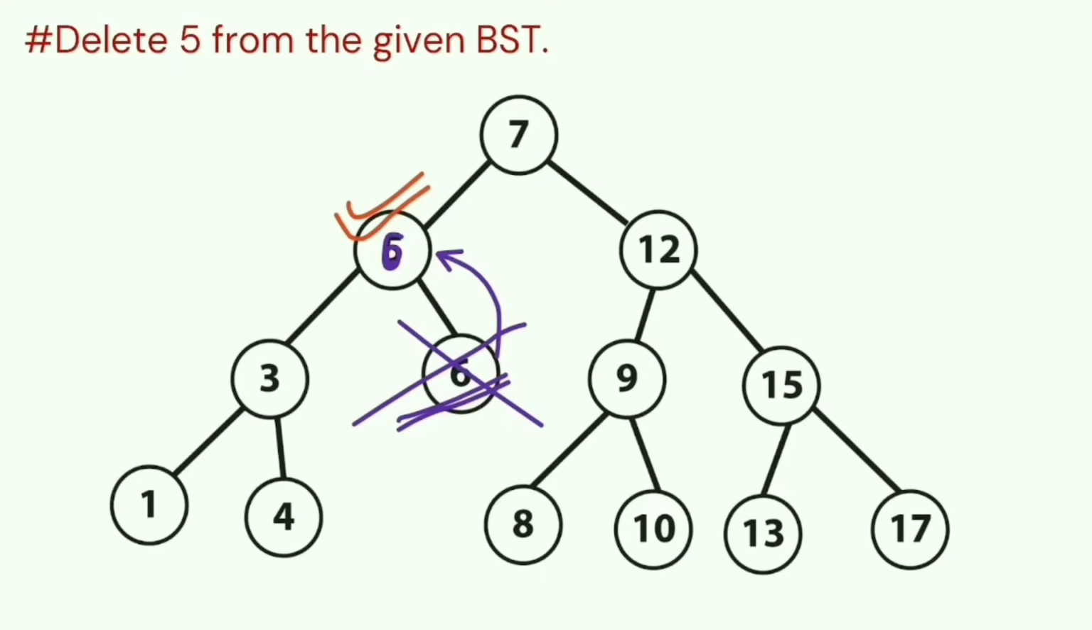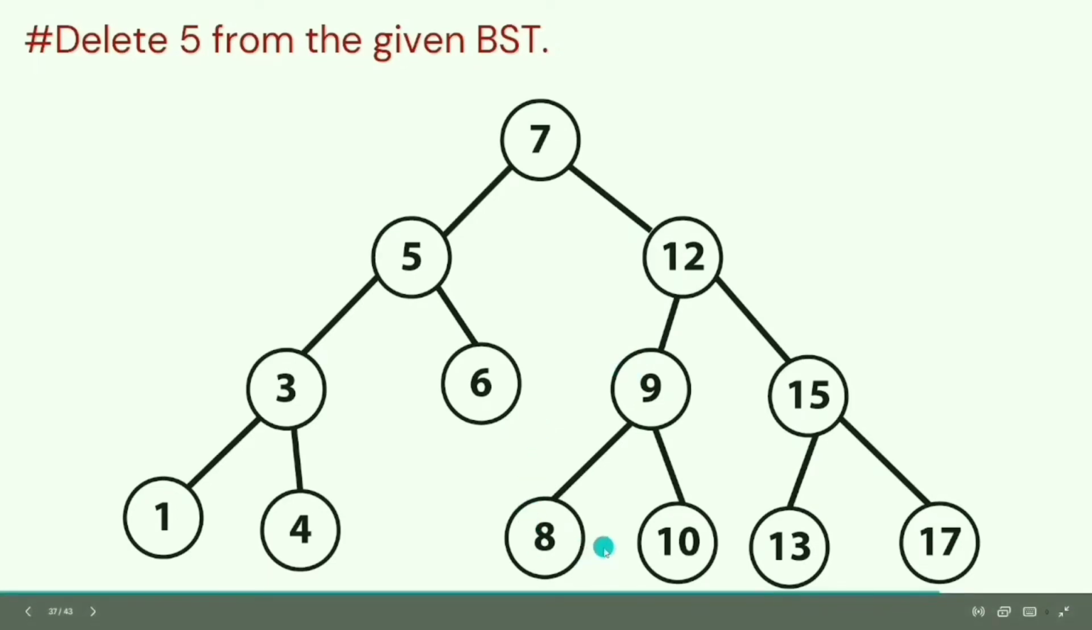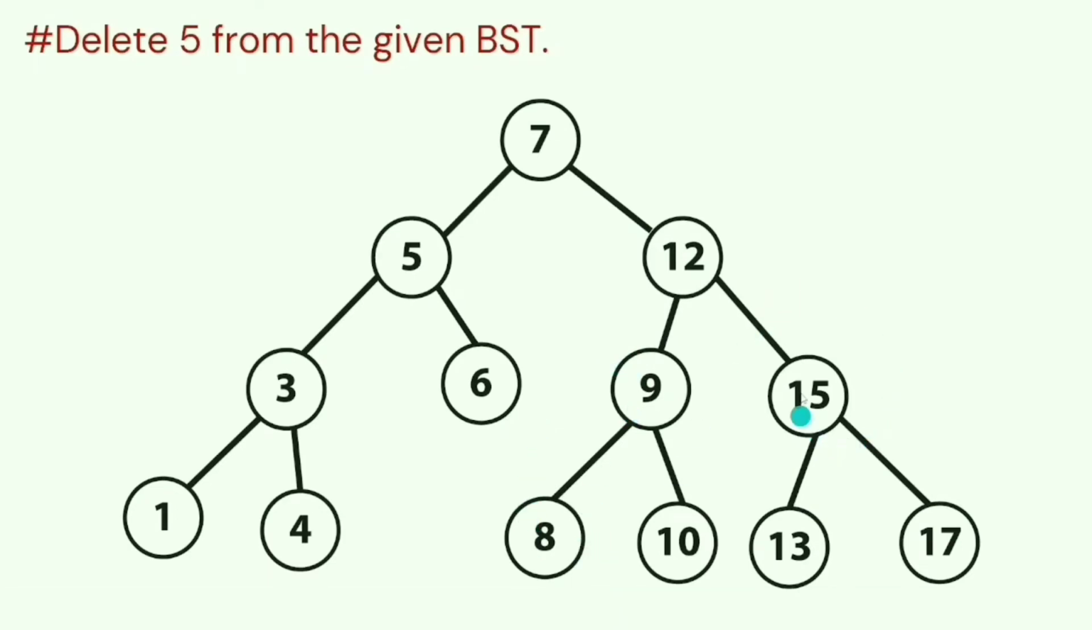Now I hope you got the idea how to delete a node from the BST. Now what if I want to delete 12 from the BST? We can't replace this node directly with its children because we also have to maintain the BST property. So the point is we have to find the maximum node from the left subtree, or we can find the minimum node from the right subtree. And I also prefer to use the second approach, that is minimum node from the right subtree. So now we will use this approach in our code.